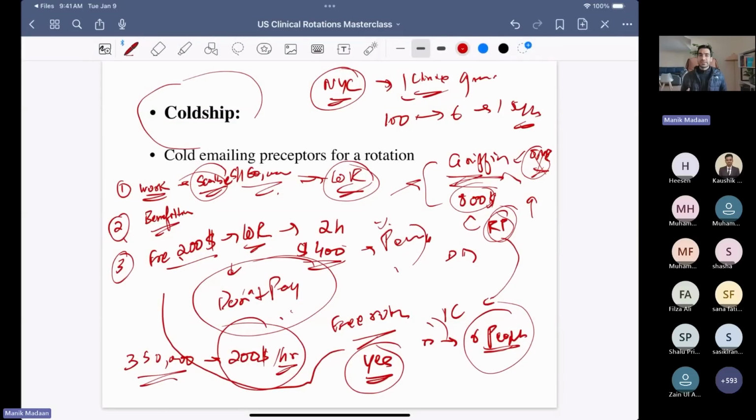But there are opportunities where you can work in an unpaid position. It's very much like working as a scribe, a pseudo medical student, a pseudo scribe, where you can get similar experience, but you are paying with your skills. That's the leverage that you hold.